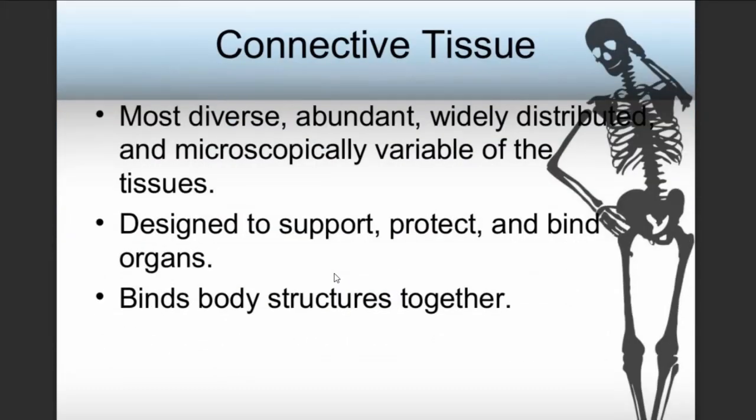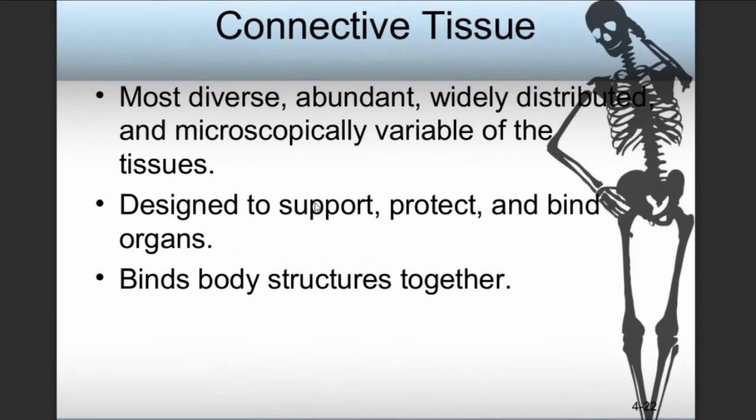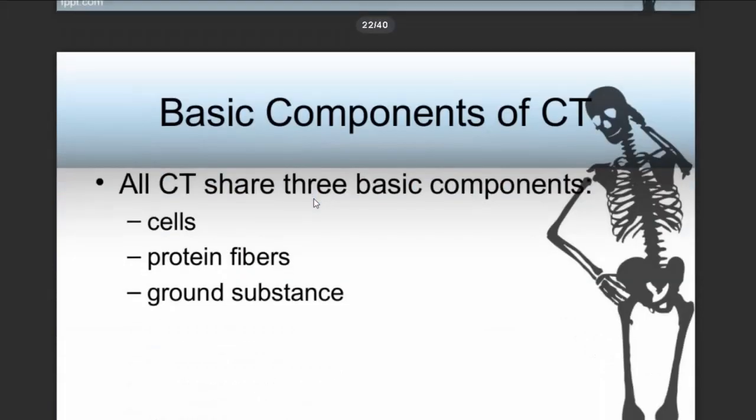Connective tissue. Most diverse, abundant, widely distributed, microscopically variable of the tissues, designed to support, protect, and bind organs, and bind body structures together. As we have the example, like cartilage is a connective tissue.